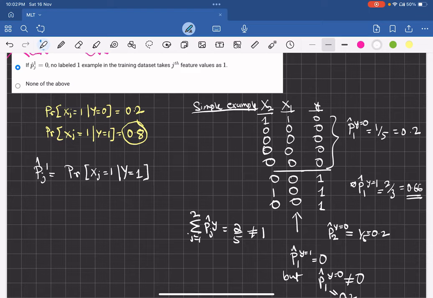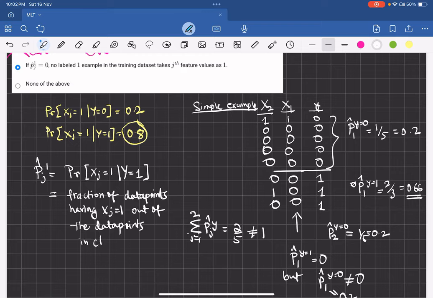What does this mean? So what will be the estimate? The estimate will be the fraction of data points having xj equal to 1 out of the data points in class 1, or in class y equal to 1, right?